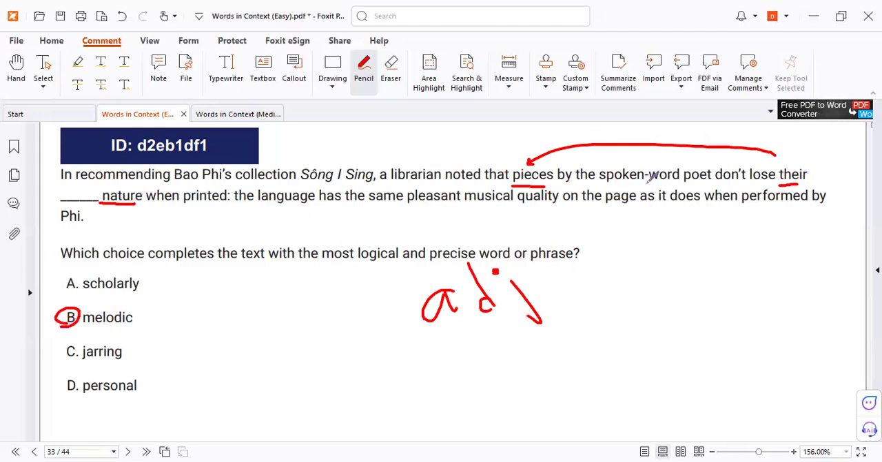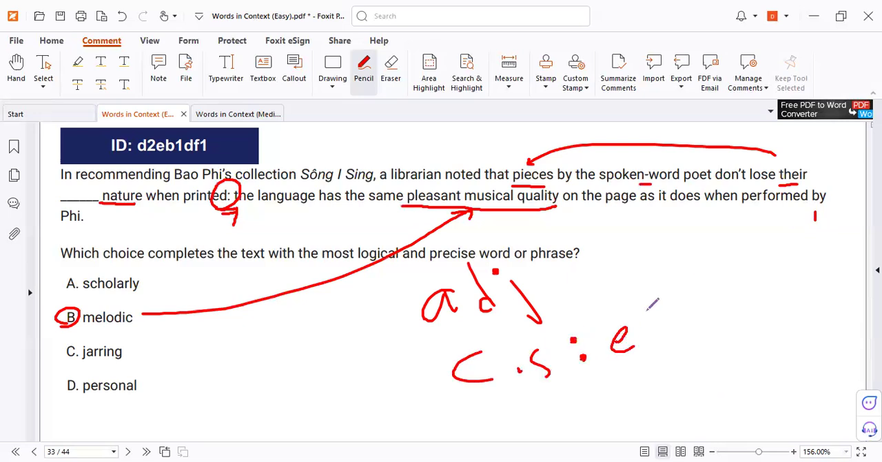Again, after the calling explanation, the language has the same pleasant musical quality. Pleasant musical quality already means melodic because of the calling. Calling explanation. As I told you before calling, we have complete sentence. After each explanation, we test you here, so read the explanation carefully. Are we talking about school, scholarly, knowledge, educating, something academic, something well researched? Nothing.